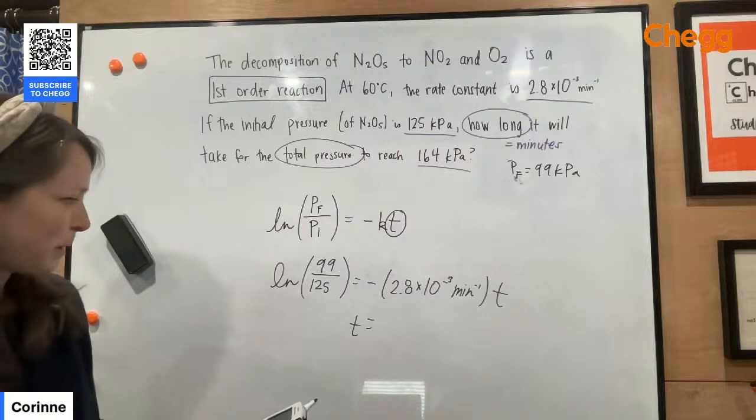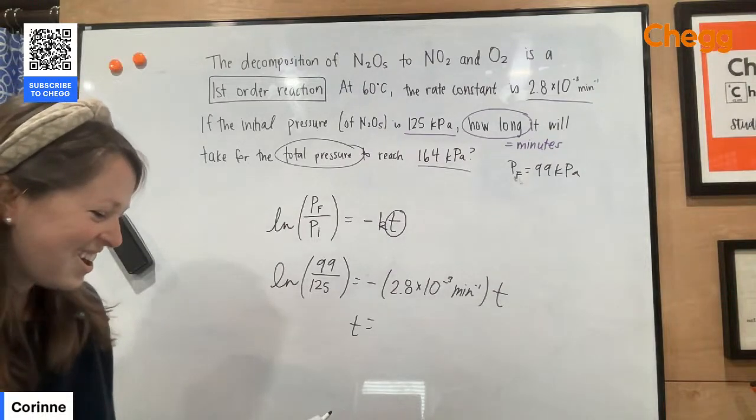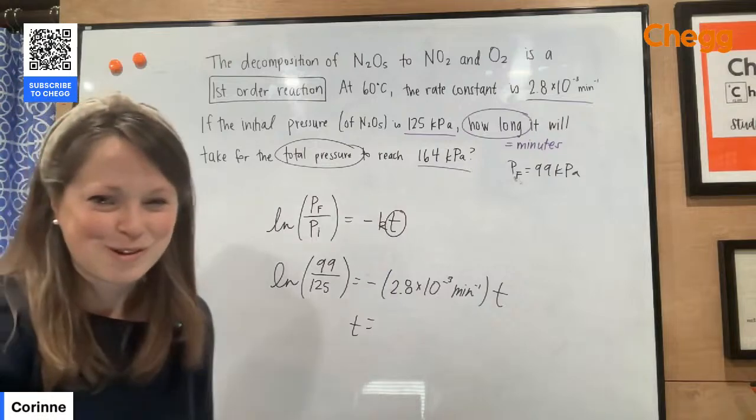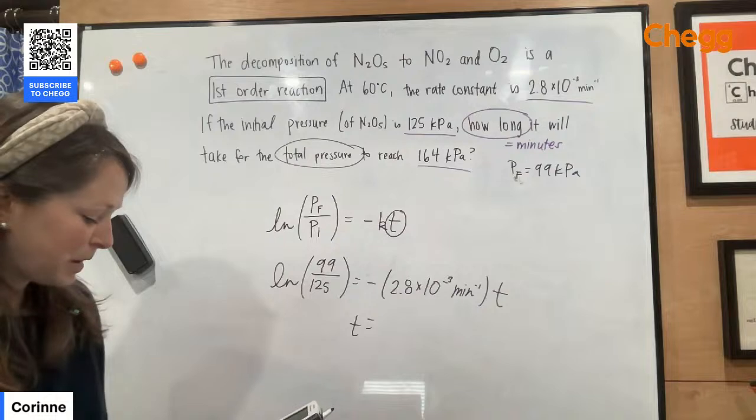I feel like the hardest part of doing some of these problems sometimes is just finding your log buttons on the calculator. Same with like pH and pOH calculations, right? You got to know where that is, but it's not too often that you have to worry about it.